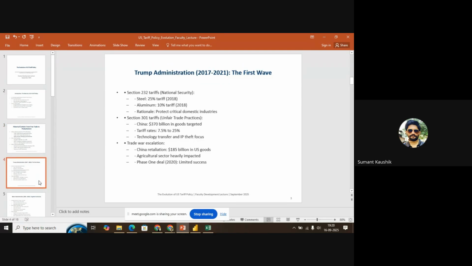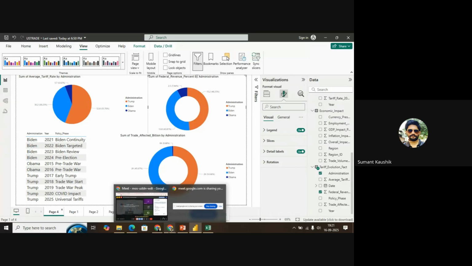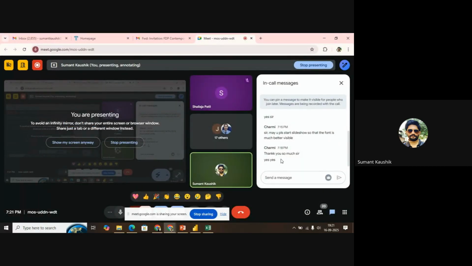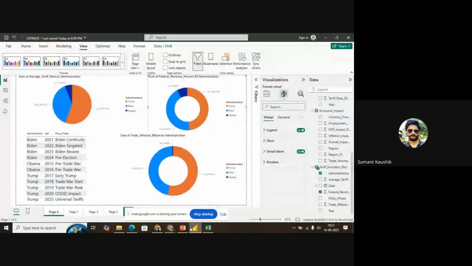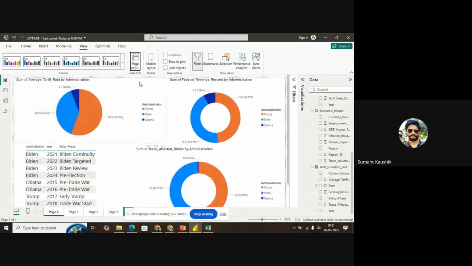So now we go ahead to see how the administrations were: Trump, Biden, then again Trump, and before that the Obama administration. So now we move ahead to the Power BI analysis. Now, I think my Power BI window is visible to everyone. If not, then please let me know. I hope my Power BI window is visible.